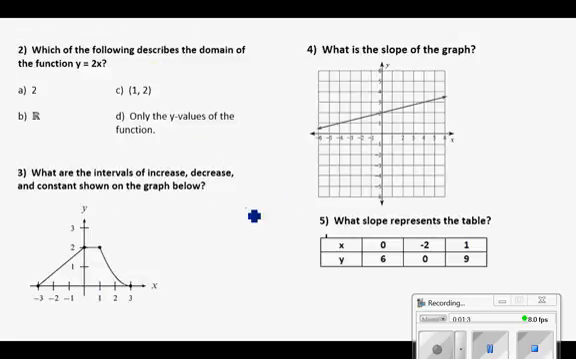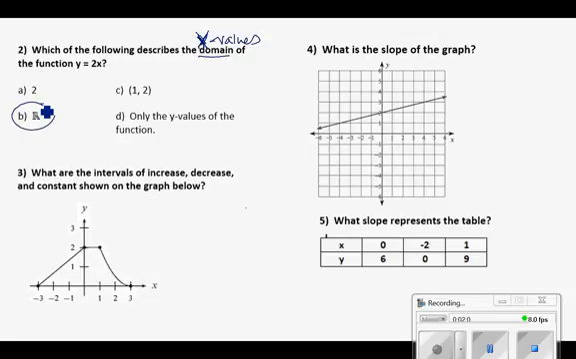Question 2. Which of the following describes the domain of the function y equals 2x? Domain, remember, are the x values. Those are the input values, and we can choose anything as an input for this one. So we're going to choose B, all real numbers.